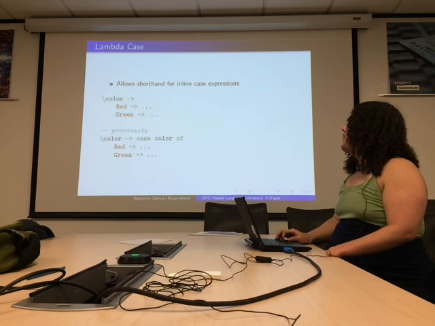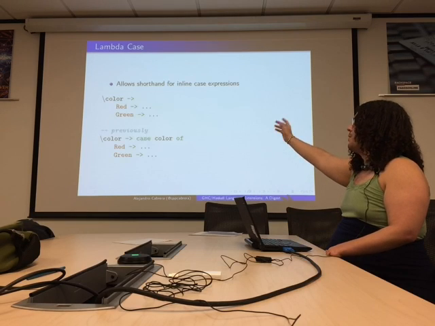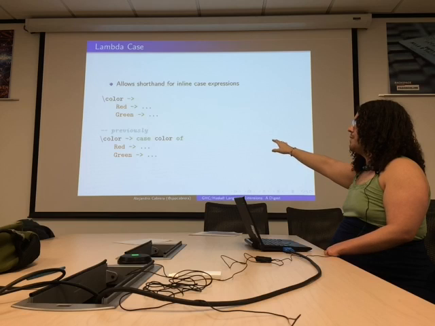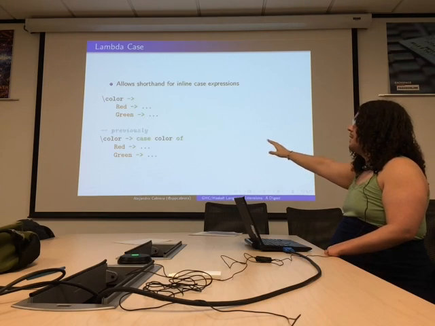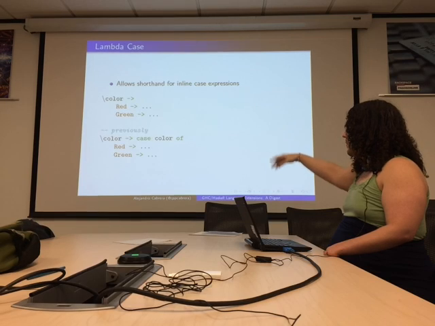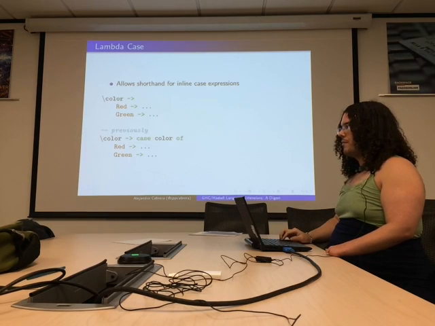Lambda case, if you're going to do shorthand inline case expressions, you can just do \case, the red case and the green case. Otherwise, you would have to do it without the extension as \color -> case color of. So you can just avoid needing to type out the rest of it. The example shouldn't be \case. Actually, it might require \case. I'm not entirely sure.